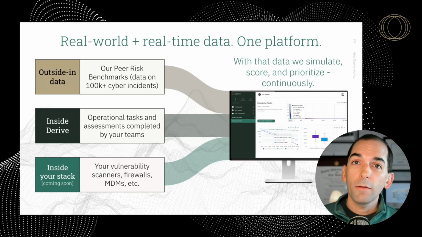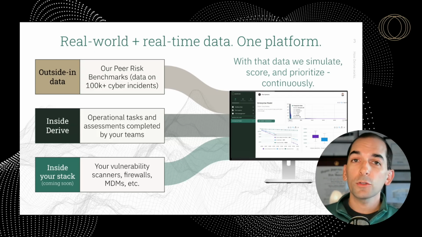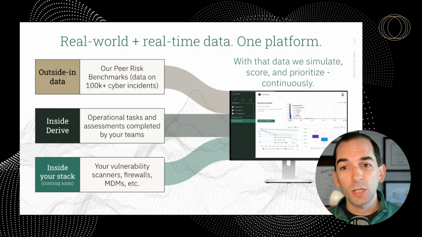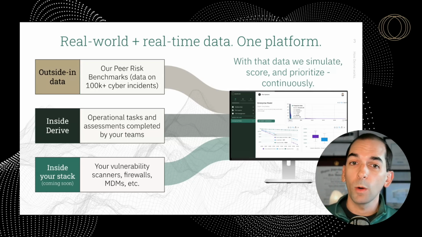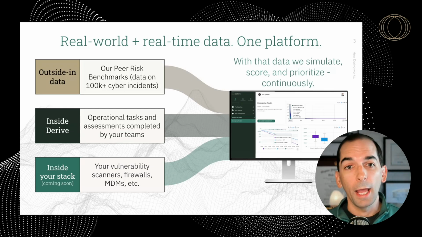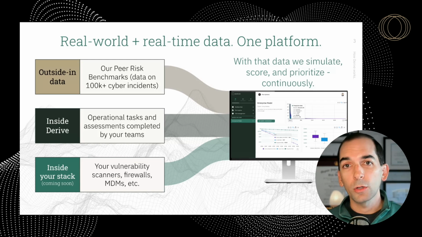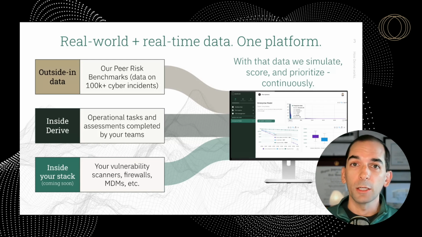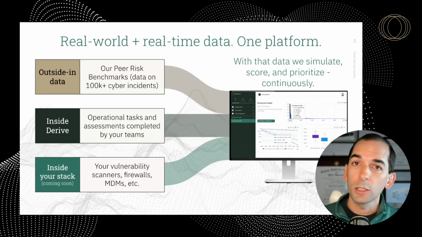Now, let's talk about what makes Derive tick. At the heart of Derive are 3 different sources of data that update your risk in real time. The first is our outside in, which we call our peer risk benchmarks. This is the most comprehensive data set of real cyber losses available on the market. So if you've ever wondered how much could ransomware or an AI hack really cost our company, we have that data. We also look at data coming from inside Derive to update your risk posture. So everything your team completes in our app using our built-in workflows, assessments, and evidence uploads can all be tracked and update your risk posture in real time.